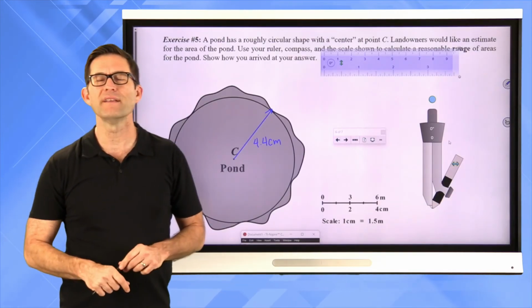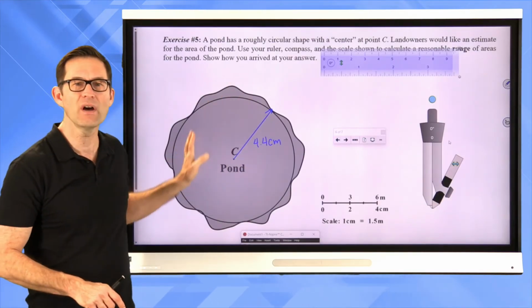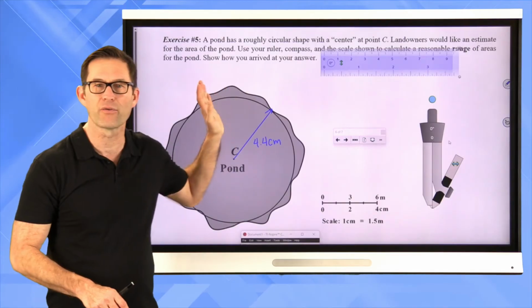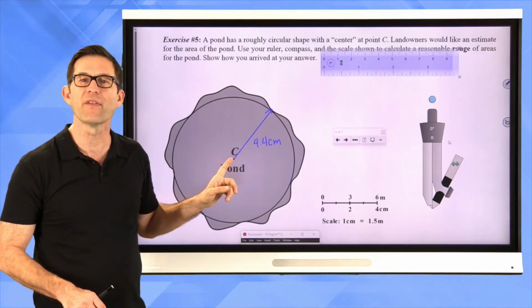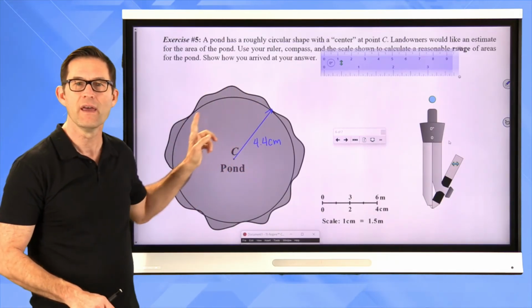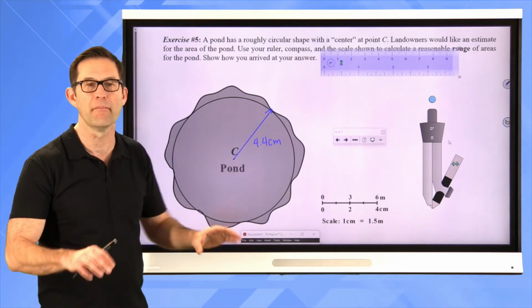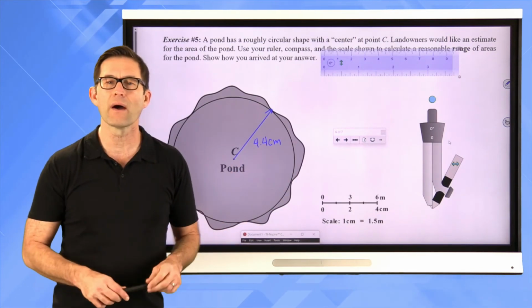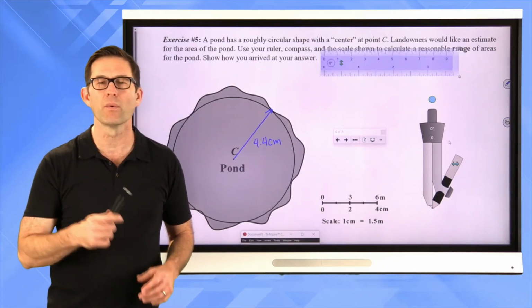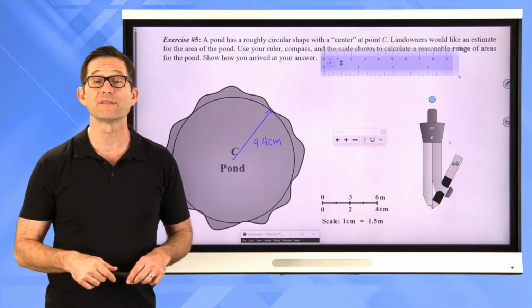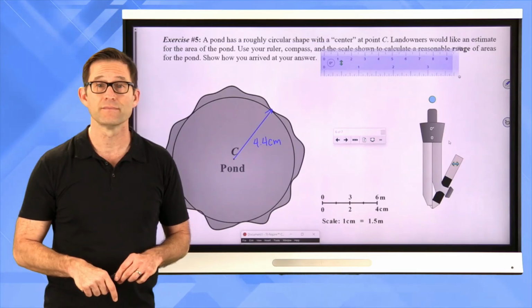Pause the video now and see if you can get a circle that just fits around the pond. So what you really want to do is find the farthest point from C, and it's probably one of these guys in here, one of these things that bumps outward. Pause the video now and see if you can surround the pond with a circle and then figure out the radius of that particular circle.